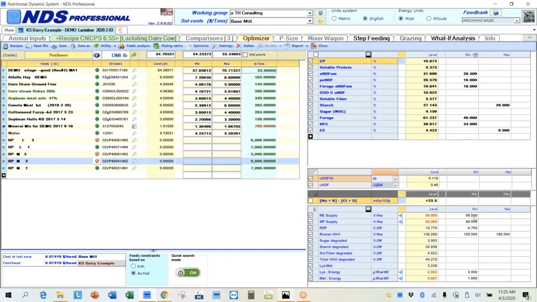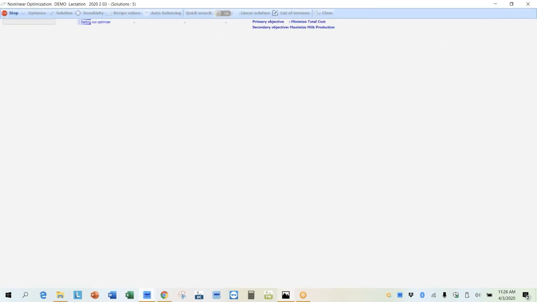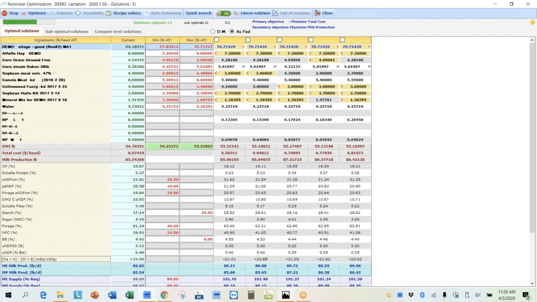I'm a little lower in ME and MP here, so I may lower this to 99, 98. My real goal is to try and get the optimizer to pull this. So I may just go ahead and run the optimizer and see if it can come up with some optimal. And again, it's pulling in either product, and got some constraint issues up here. It ran those optimals. They are optimals.